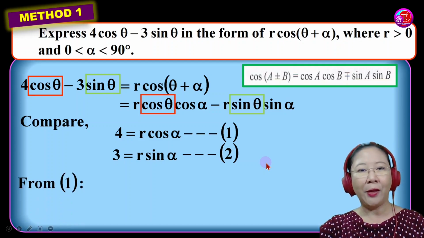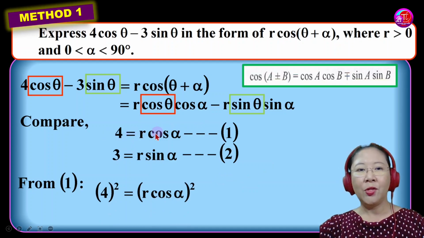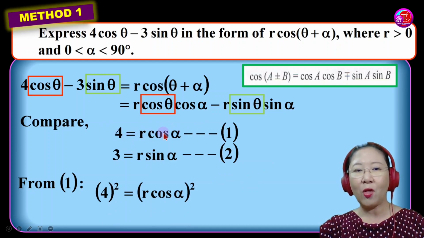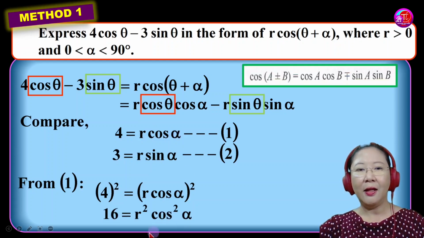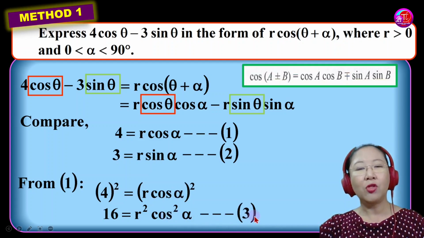From equation 1, we square the whole thing. So that will be 4 squared and r cos alpha squared. And we will get this as 16 equals r squared cos squared alpha. Don't square the alpha, but square the cos. So that will give us equation 3.